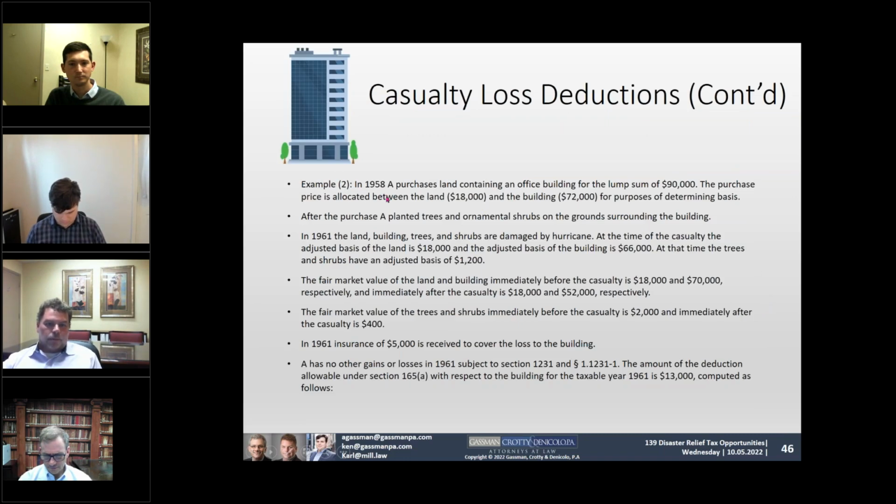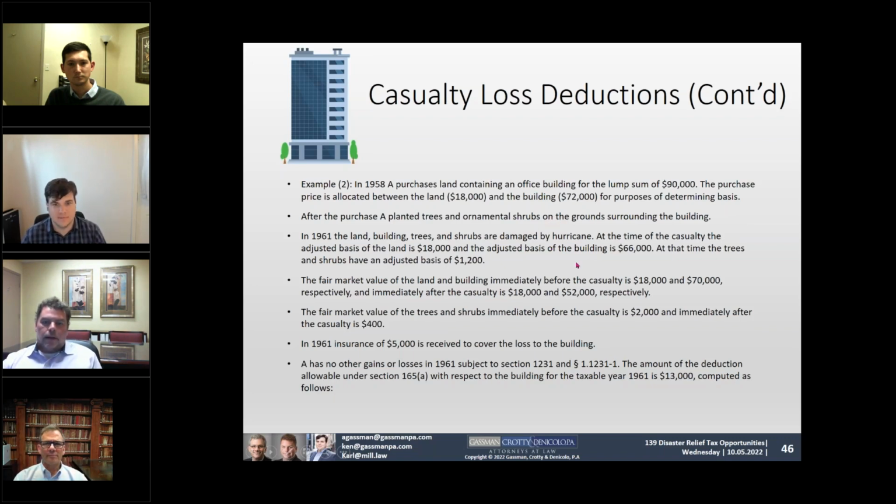Now, in this example, we have the client purchasing land, which is an office building, for the lump sum of $90,000. So again, it must have been nice in 1958. $18,000 of that is allocated to the land. $72,000 is allocated to the building. Now, again, because we're talking about this being a business property, they have ornamental shrubs, but we have to include that as a different category. We're not able to lump that in with the land and the building like we would do with a personal use property.